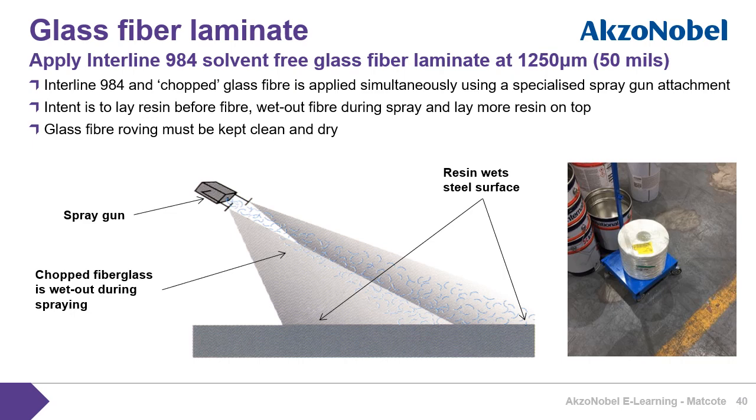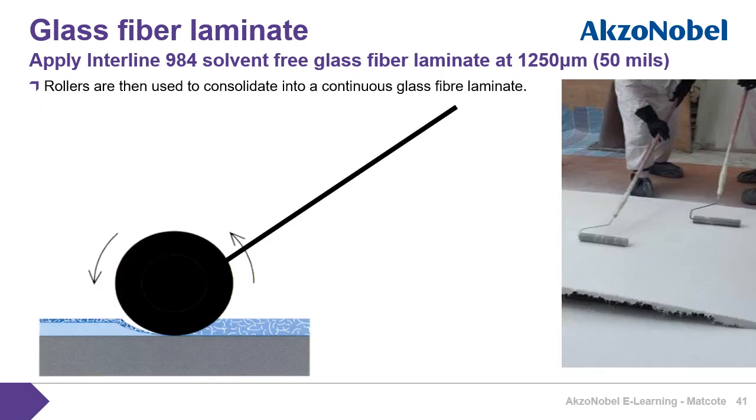One of the key steps to ensure is that the glass fibre roving is kept clean and dry. If the roving becomes wet, you will get many blockages in the chopper head. Following application of the laminate through the specialised application equipment, the next step is to use various rollers to consolidate the glass fibre into the resin system.